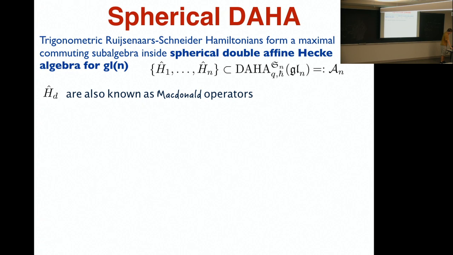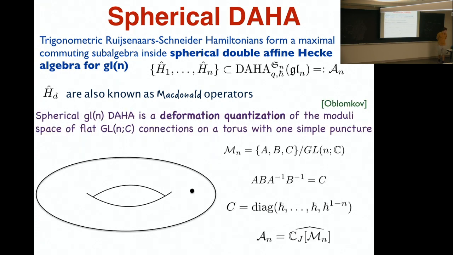Good. So it turns out that these trigonometric RS operators form a maximal commutative subalgebra in the spherical double affine Hecke algebra for GL_N. Let's call it A_N for short. Now, what is this algebra? Well, okay.